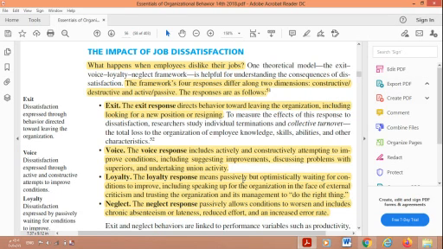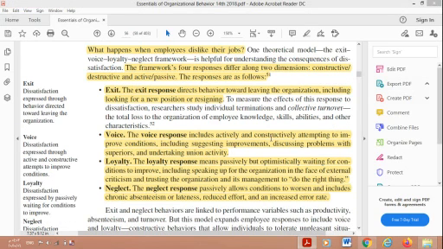They are just waiting. So they are waiting for a condition to improve, including speaking up for the organization in the face of external criticism and trusting the organization and its management to do the right things. Okay, so the loyalty response: the employees are constructive and passive.